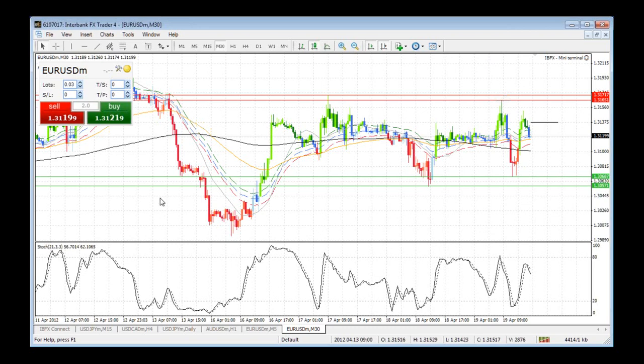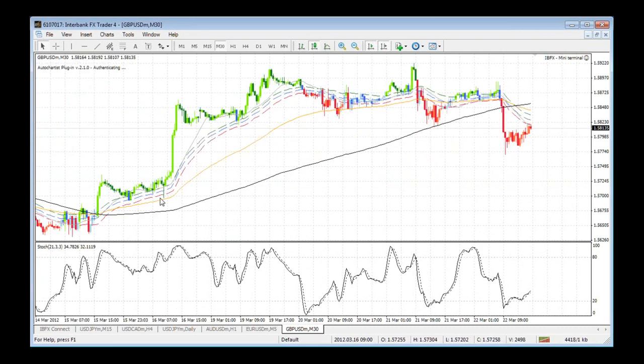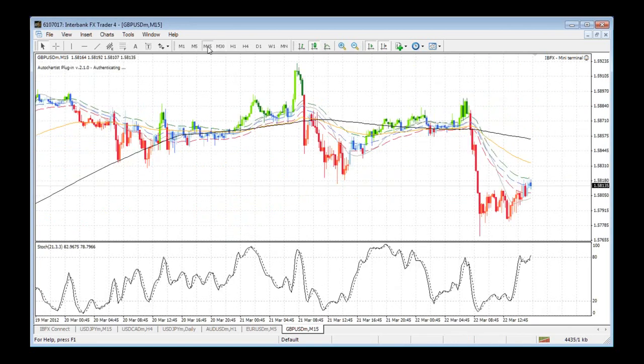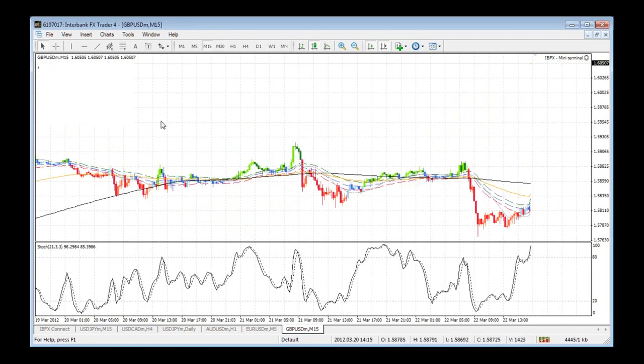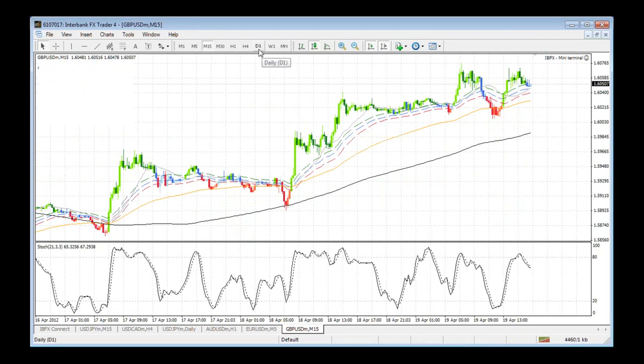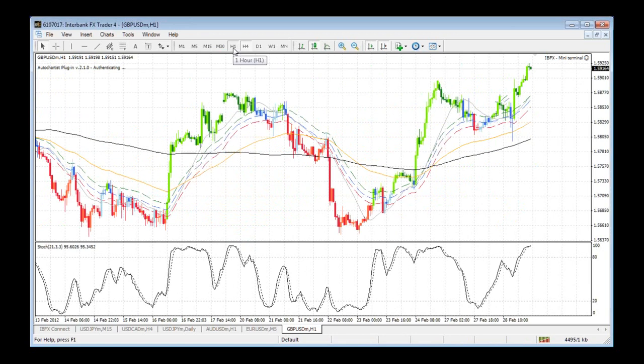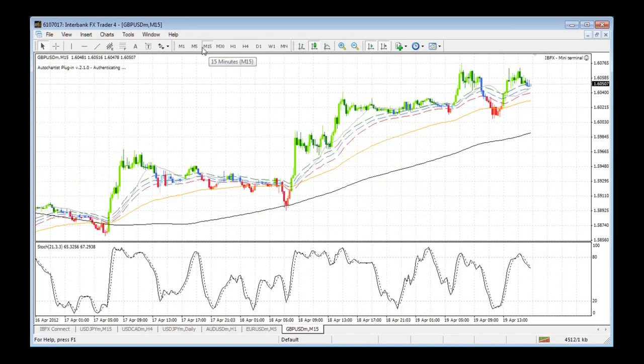I've got a question here about the cable. Sure. All right, so looking at the 30-minute cable and looking at the 15, I would actually do nothing with either one of these time frames. I would actually do nothing with either one, quite frankly.